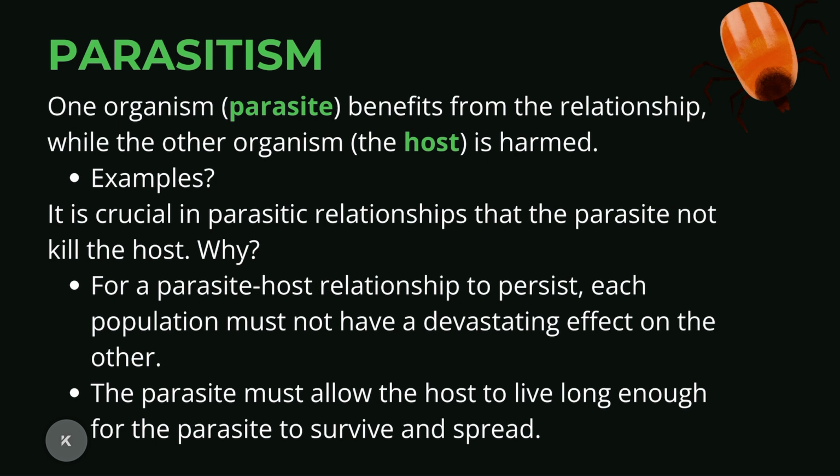So in parasitic relationships, it's really crucial that the parasite isn't actively trying to kill the host. Why do you think that is? Well, for a parasite-host relationship to persist, each population must not have a devastating effect on the other. So if a tick wants to have more than one meal off of the same organism, it can't kill it, right? Because it's eliminating its food source if it killed every single organism that it took a meal off of. So the parasite must allow the host to live long enough for the parasite to survive and to spread.